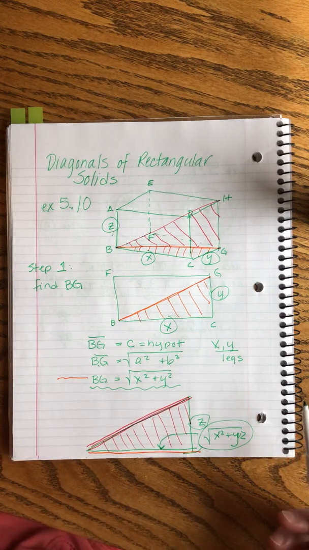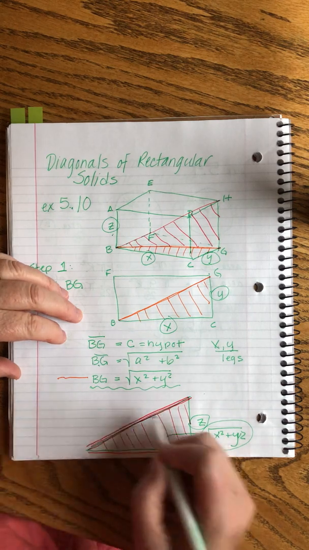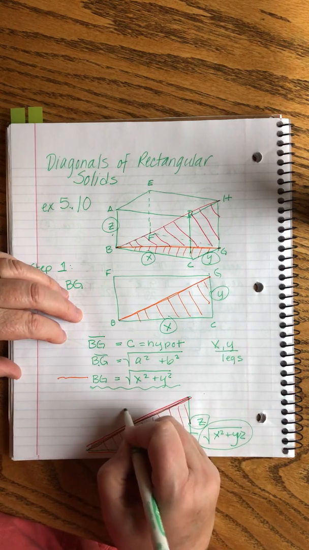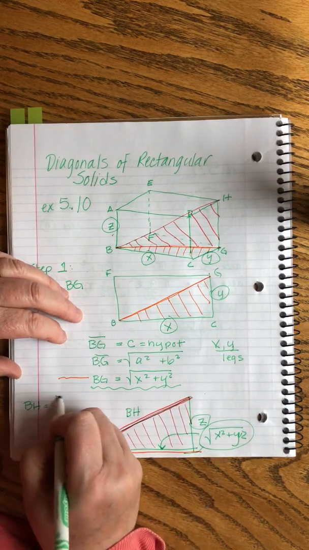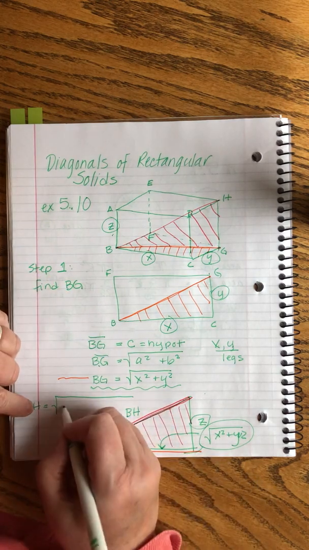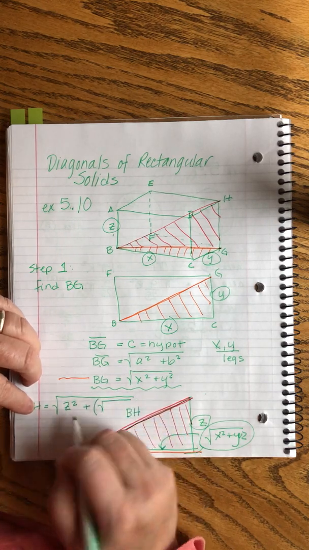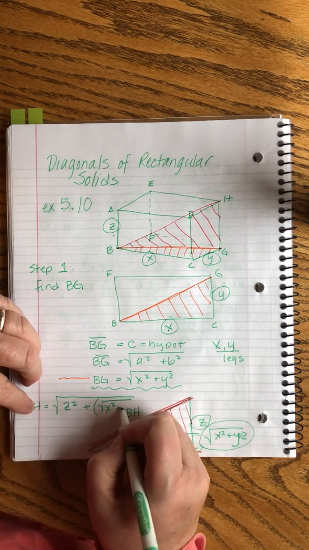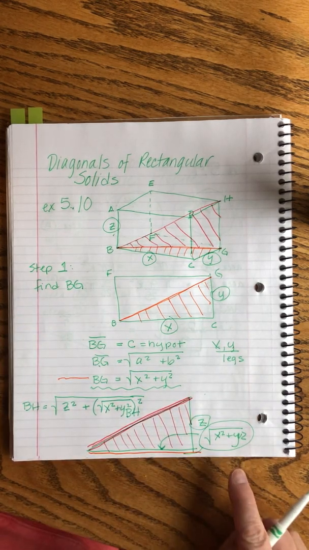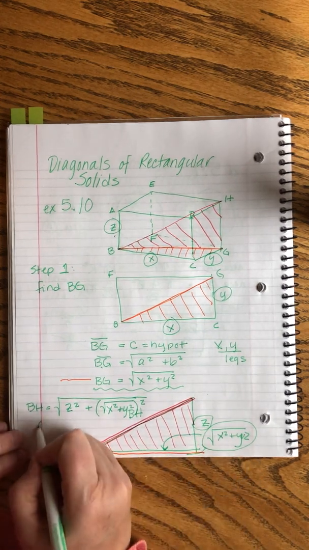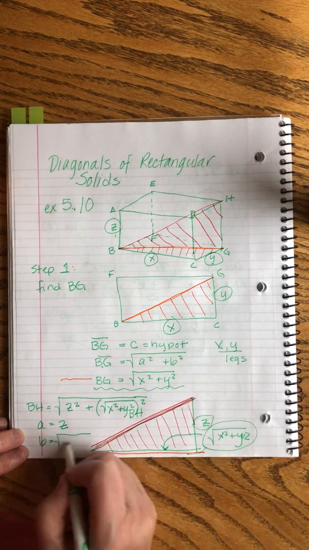So to find this, we're going to take, this is BH. BH equals the square root of Z squared plus the square root of X squared plus Y squared, squared. What? It's just Pythagorean. This is A equals Z, B equals this scary looking thing.